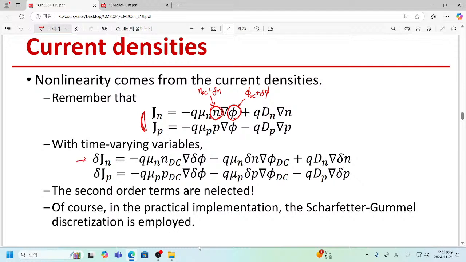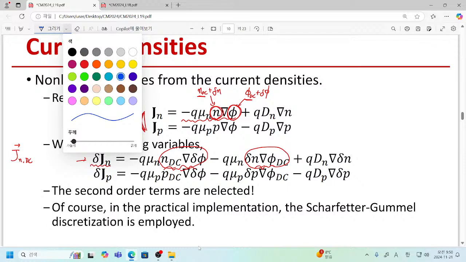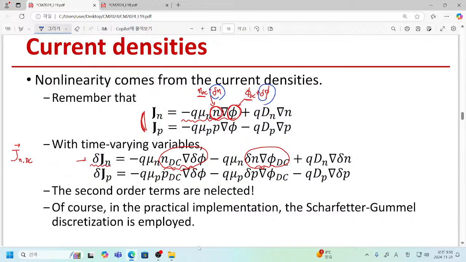But please note that here we have just 2 terms. Starting from this drift term, we may expect 4 different terms. However, the DC term coupled with this DC term is not considered in this time-varying current density, but it is considered in our DC term. So we don't have to worry about it. And how about the remaining 3 terms? Yes, 2 of them are shown here. Then why do we have 1 missing term? It is because it was obtained from the combination of delta N and delta phi.